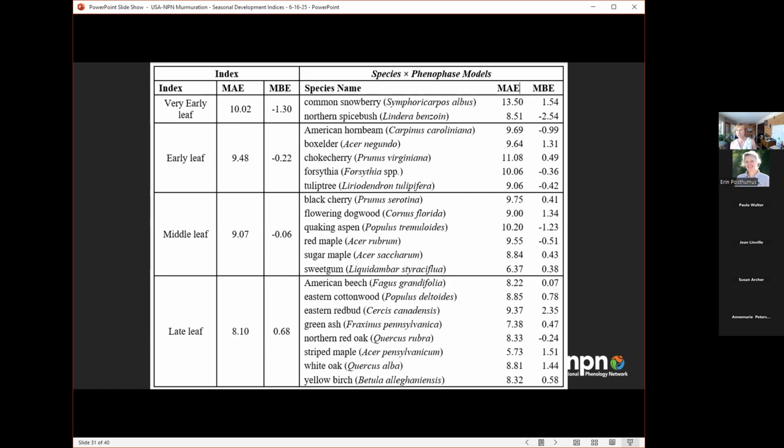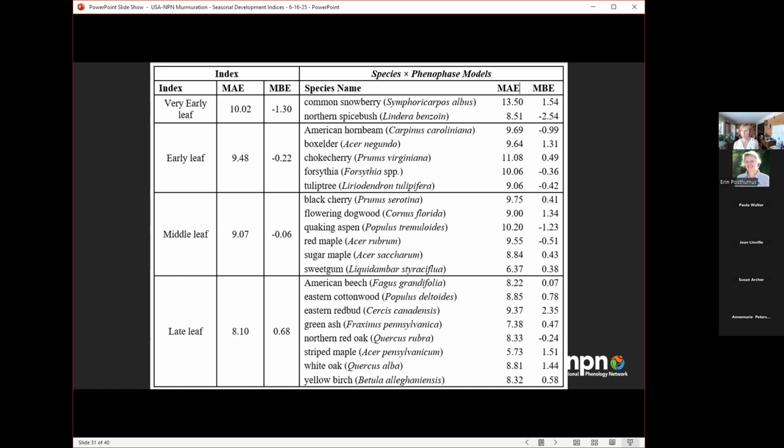This is maybe more detail than you need, but I wanted to tie this into where your observations came in. Ignore the MAE and MBE stuff. That's how well the model fits worked. What this is intended to show is that all those different indices that we created, which we gave really great names like very early leaf, middle leaf and late leaf, are composed of individual species models. And these individual species models were created using all of the observations that you have been so diligently submitting. And so in all these cases, your data were used.